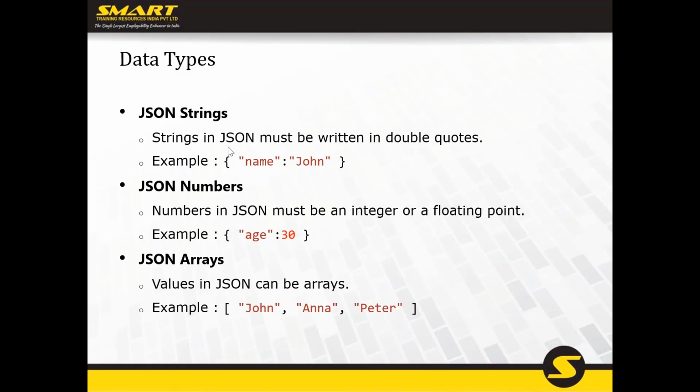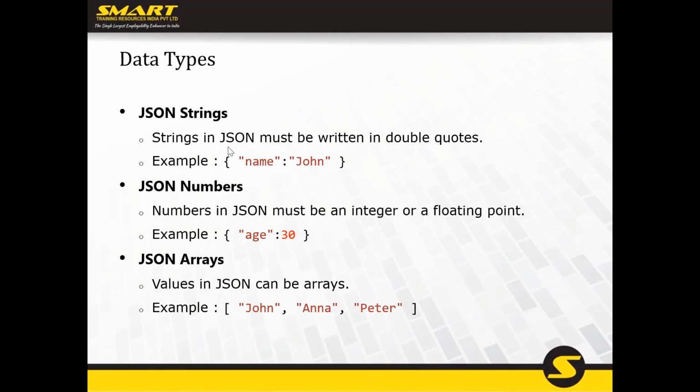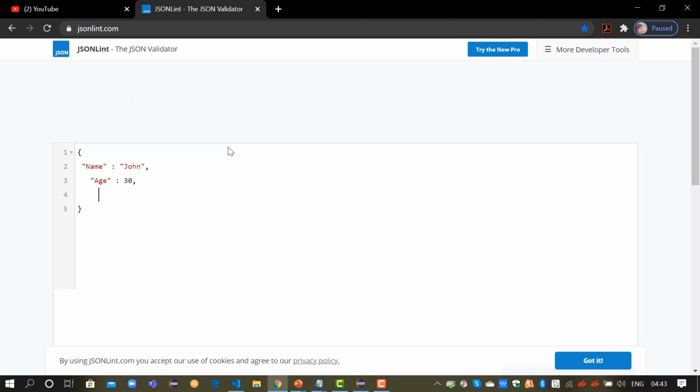And the second data type will be number. I will give age, colon 30. Comma is used to separate the data, and the third thing is array. So John has children. He might be having 3 kids. What I will do here is enclose the 3 kids and wrap them into an array.